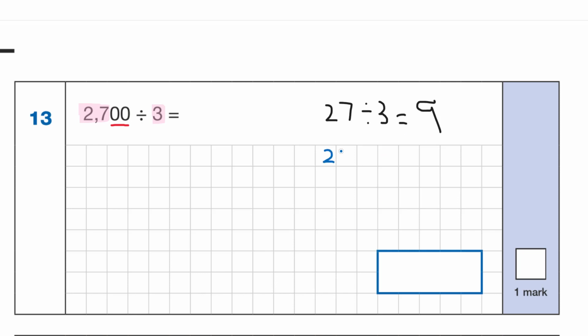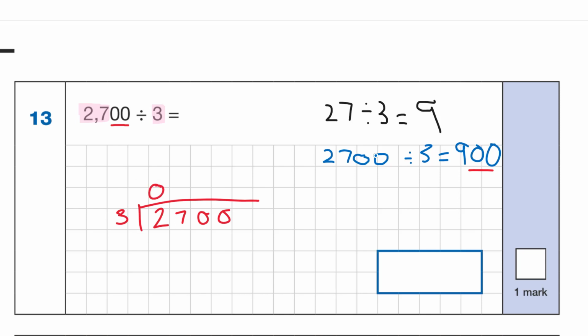So 2,700 divided by 3 is just going to have an answer that is 100 times bigger than my 9. Okay, see, I've added my 0s there. If I very quickly do that in a bus stop, 3 into 2 doesn't go, 3 into 27 goes 9 times, 3 into 0 goes 0, and 3 into 0 goes 0. Both the same answer. Okay, so 2,700 divided by 3 is 900. The goal is to start looking for those known facts and then to use your understanding of multiplying and dividing by 10 and 100 and 1,000.